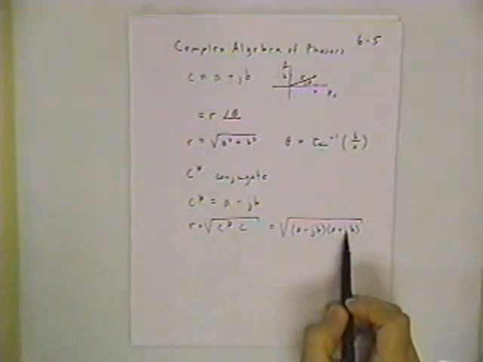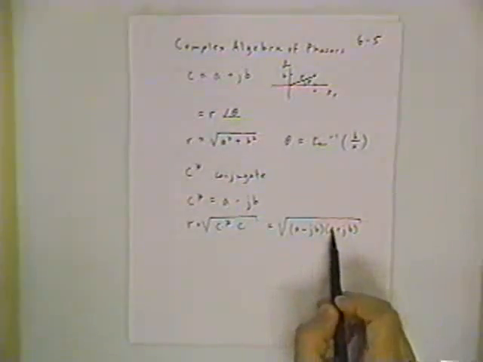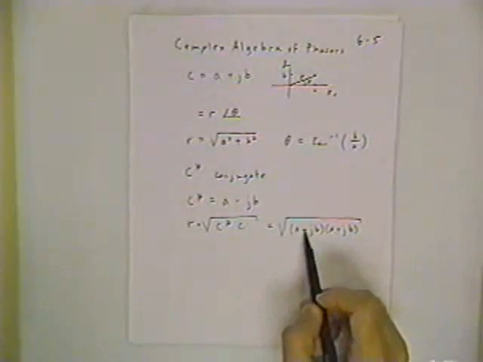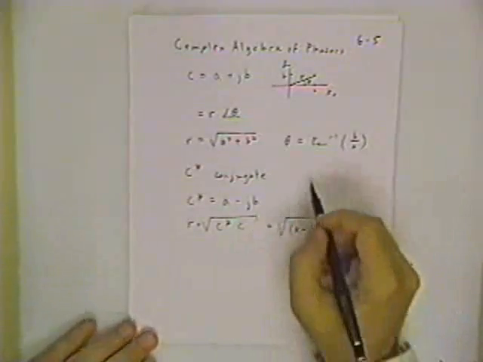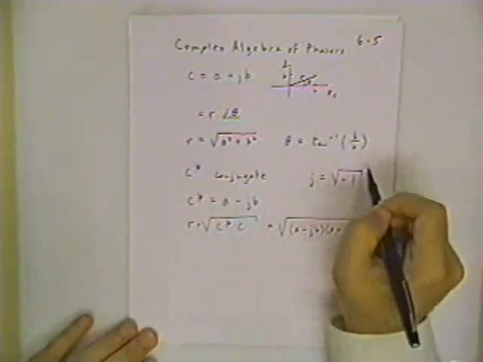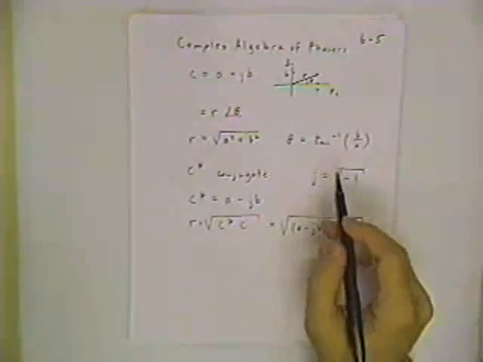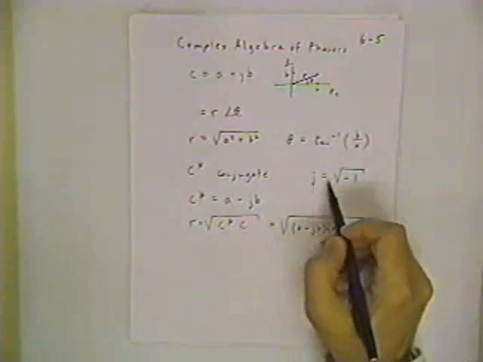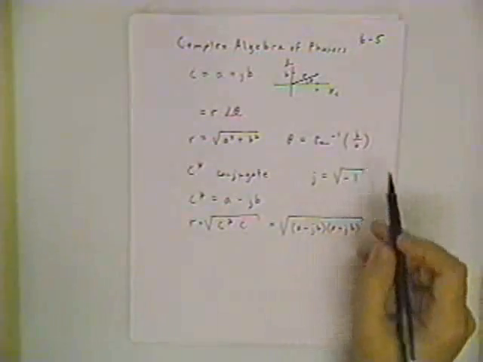The minus jba and the positive jba terms are going to cancel, and that leaves you with a squared, and then minus j times plus j. I forgot to mention to you that j is equal to the square root of negative 1. That's the basic definition of the imaginary unit. In circuit analysis, we use j for the square root of minus 1 because i is already reserved for current.